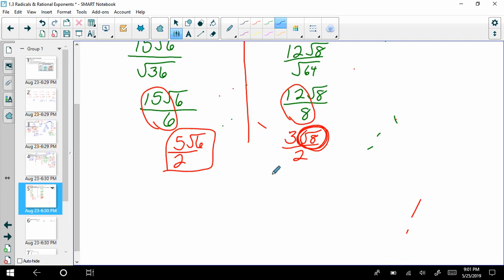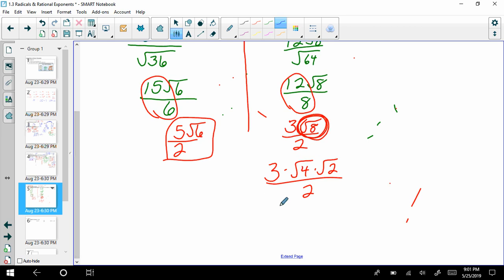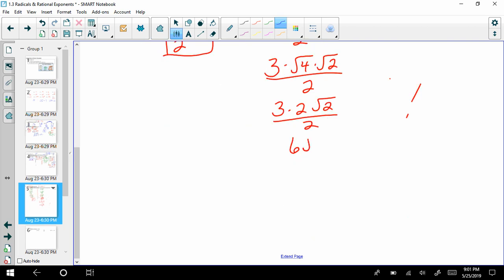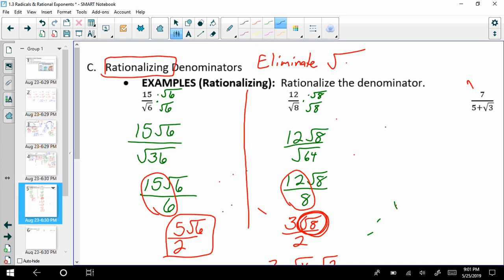So I'm going to break down that 8 into square root 4 and square root 2, because that makes 8. So the square root of 4 becomes a 2. So I'd get 6 square root 2 over 2. And that divides to 3 square root 2. Okay. Cross this one off. We are not messing with that type.